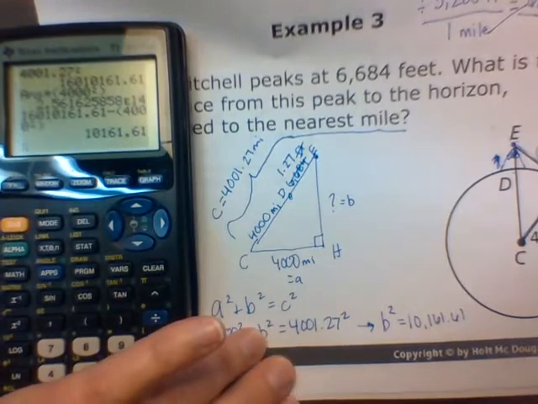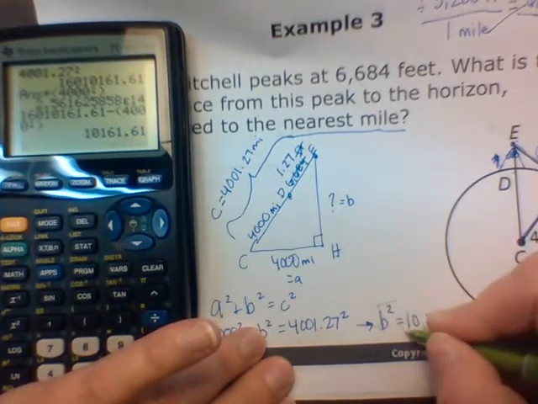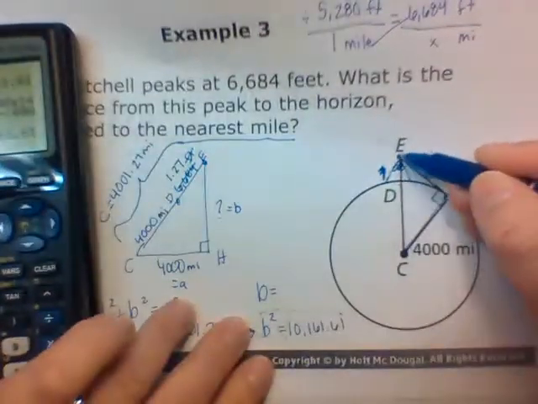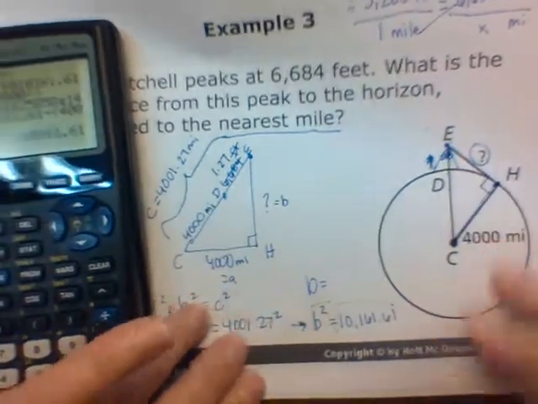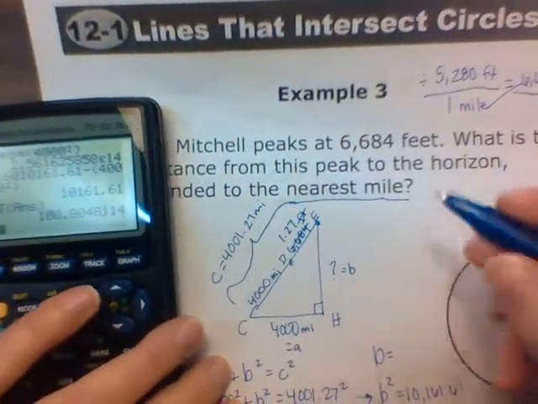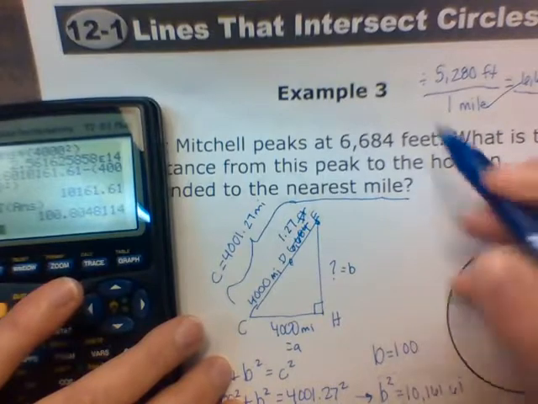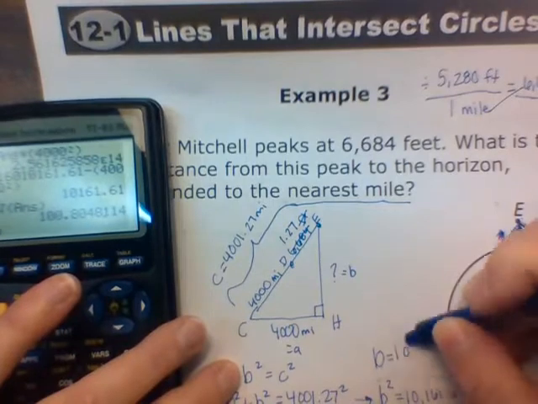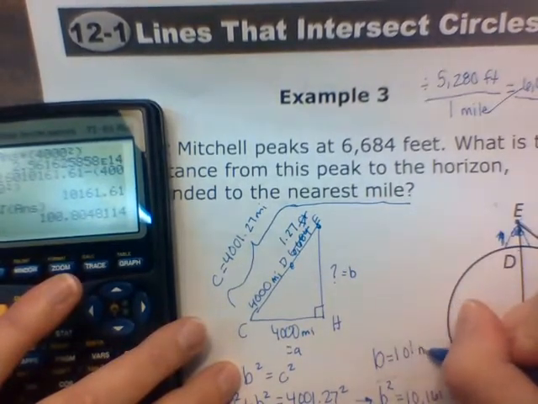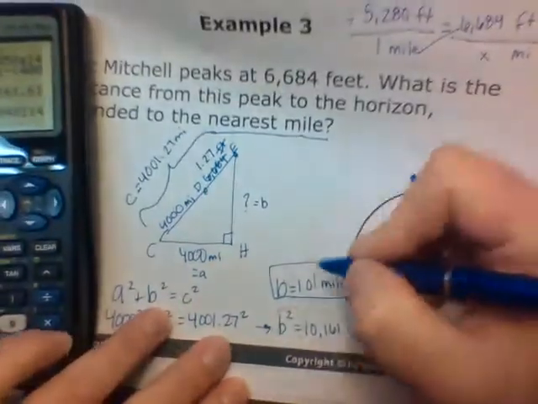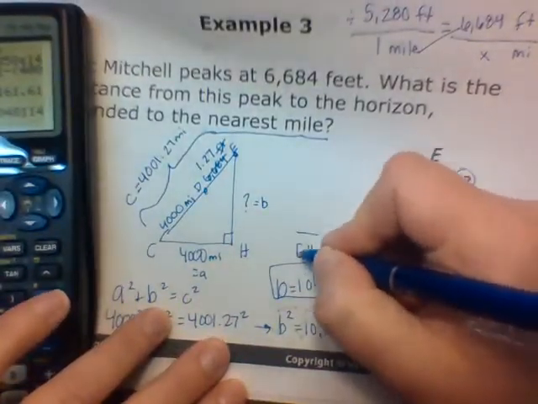which we're going to have to square root because we don't want B squared, we want B. So if we take the square root, our B value, or this distance from the top of the mountain to this point on the horizon, is going to be 100.80. It does say to the nearest mile, so 0.8 would mean that this is actually 101 miles. And that is the length of EH, typically.